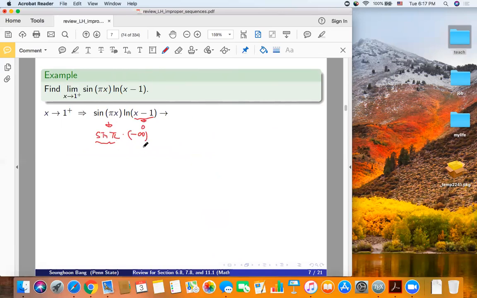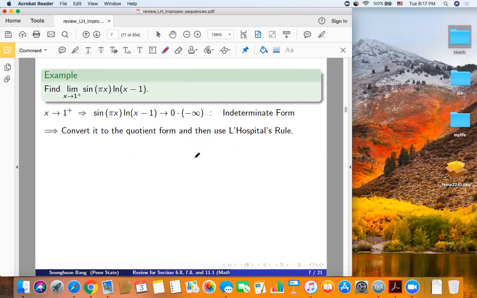What is sine of pi? Do you know sine of pi? Is it 0? Yeah, you can draw the graph. The graph is like this. This is sine of x. Here, pi. This is 2 pi. So sine of pi is 0, and we have the 0 times infinity form. It is an indeterminate form, so I can convert this one to quotient form and then use L'Hopital's rule.